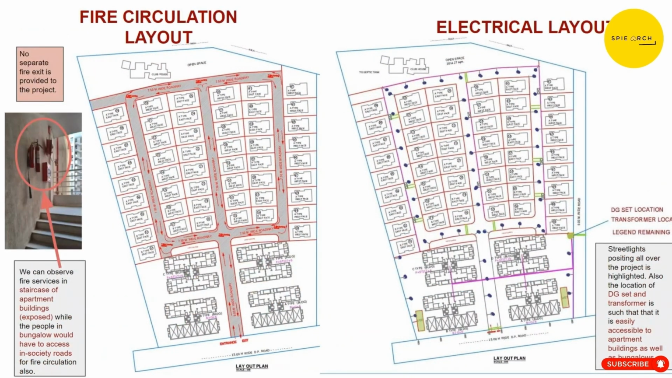Then the fire circulation layout: they have not provided a separate fire exit at the rear end, that is the north side of the project. But they have provided fire services in the staircase of the apartments, and bungalows would have to access the in-society roads in case of a fire. They have provided street lights all over the project, and we got the location of the DG set and the transformer in the society, between the row houses and the apartments, so it is easily accessible to both of them, as well as to the workmen if a problem arises.